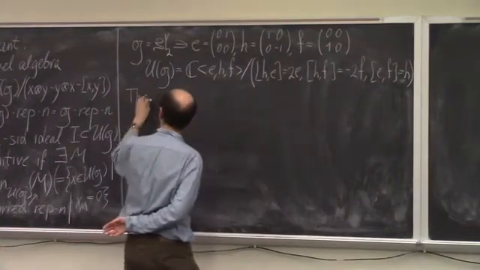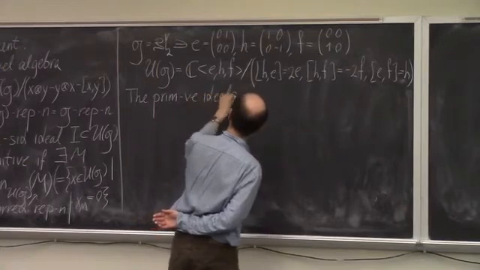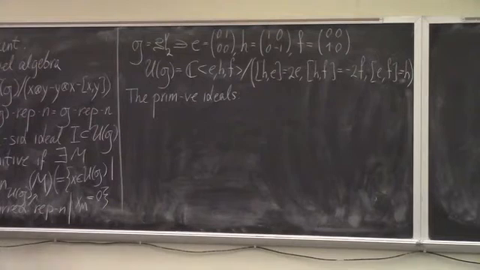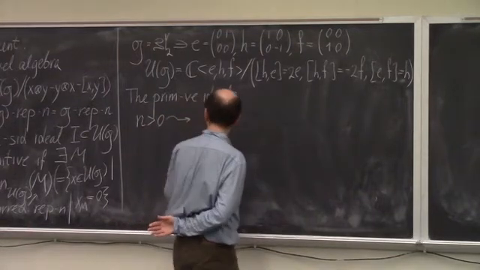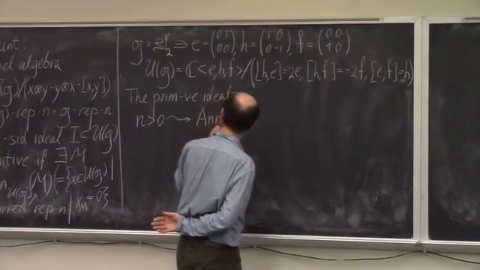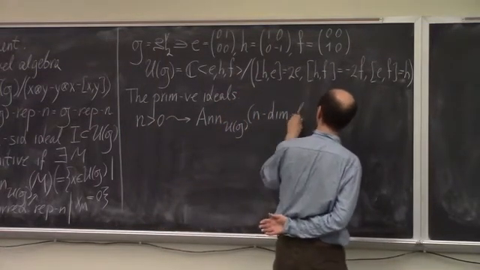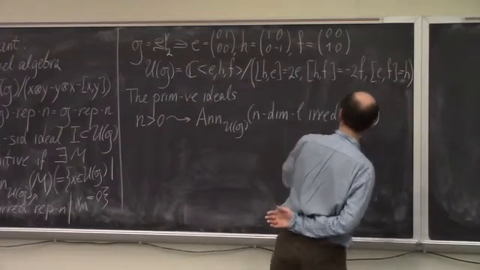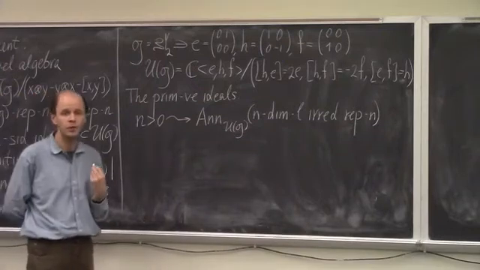So the primitive ideals are, well, there are finite dimensional irreducible representations which are just classified by their dimension. So for any n bigger than 0, I can consider the annihilator in U of g of the n-dimensional irreducible representation. That's a primitive ideal. Now, there are also primitive ideals of infinite codimension, and they're parameterized by complex numbers.